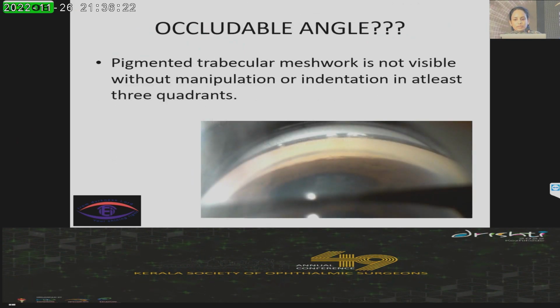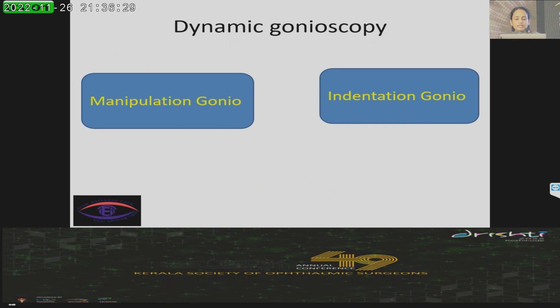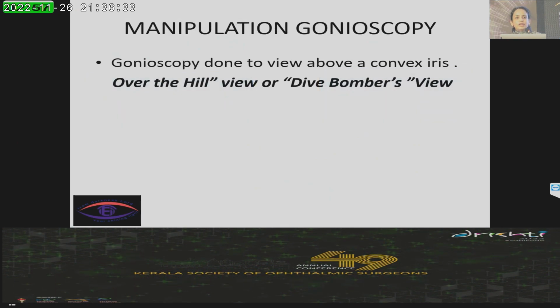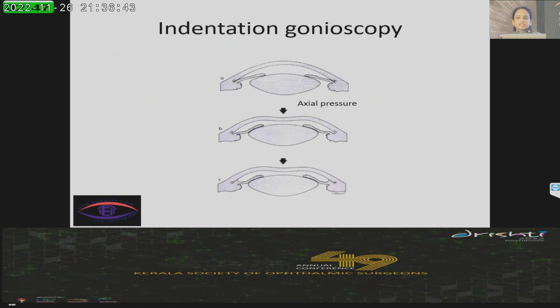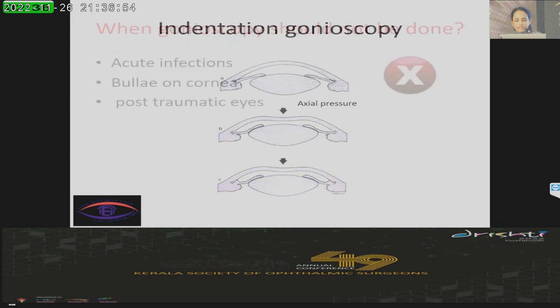If the pigmented trabecular meshwork is not visible without manipulation or indentation in at least 3 quadrants, it is called an occludable angle. Then you have to do a dynamic gonioscopy, which can either be a manipulation or an indentation gonioscopy. Manipulation gonioscopy is the one which you do with your two mirror lenses. Here either you can ask the patient to look towards the mirror or you can tilt the lens towards the angle. Indentation gonioscopy is done with the four mirror lenses. Here with the lens you exert an axial pressure on the central cornea which pushes the aqueous to both sides, and in case of appositional closure this opens up the angle.